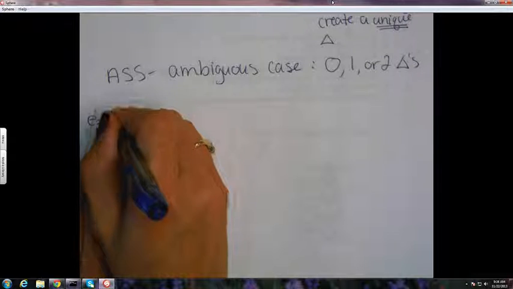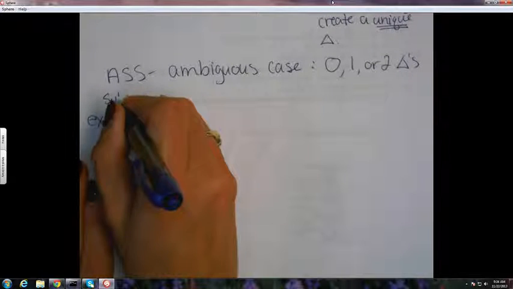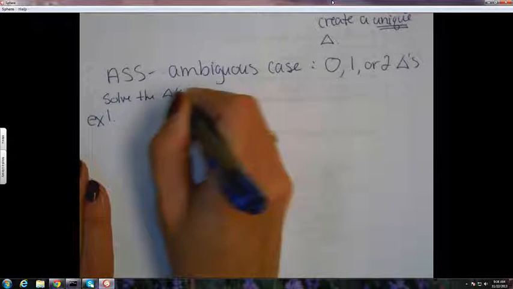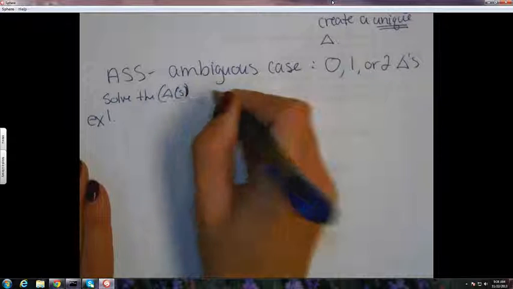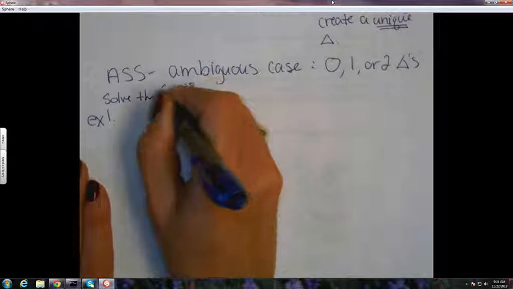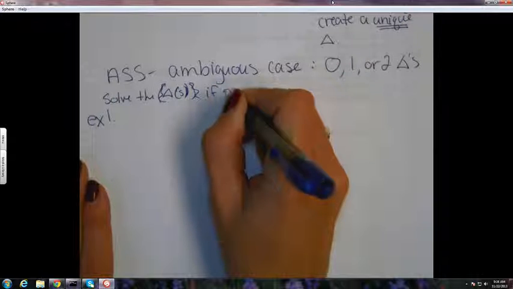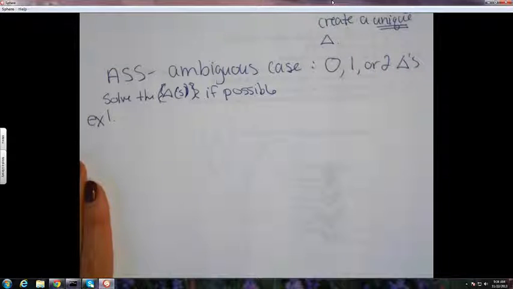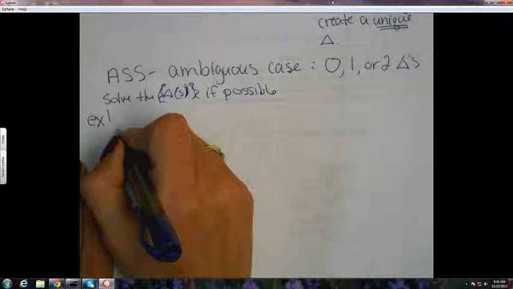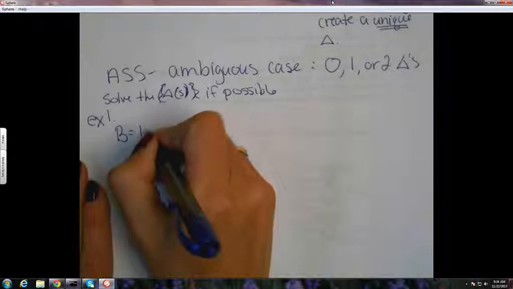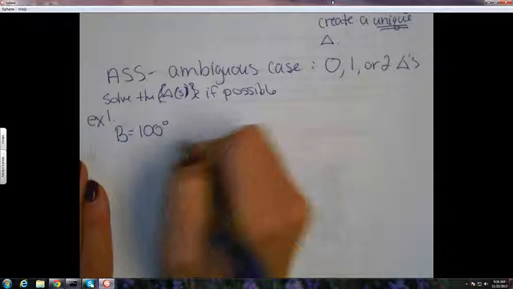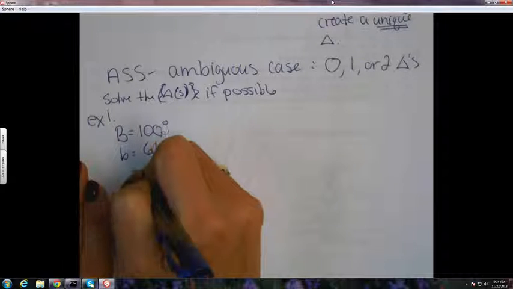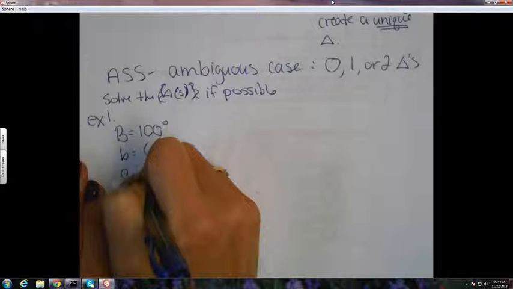These are all: solve the triangle or triangles, if possible. Okay, so if angle B is 100 degrees, little b is a length of 61, and little a is a length of 82.